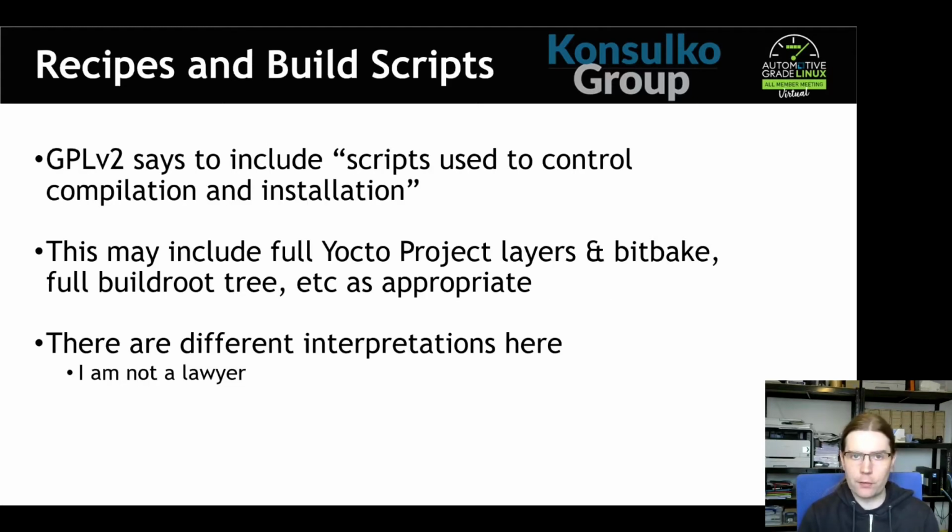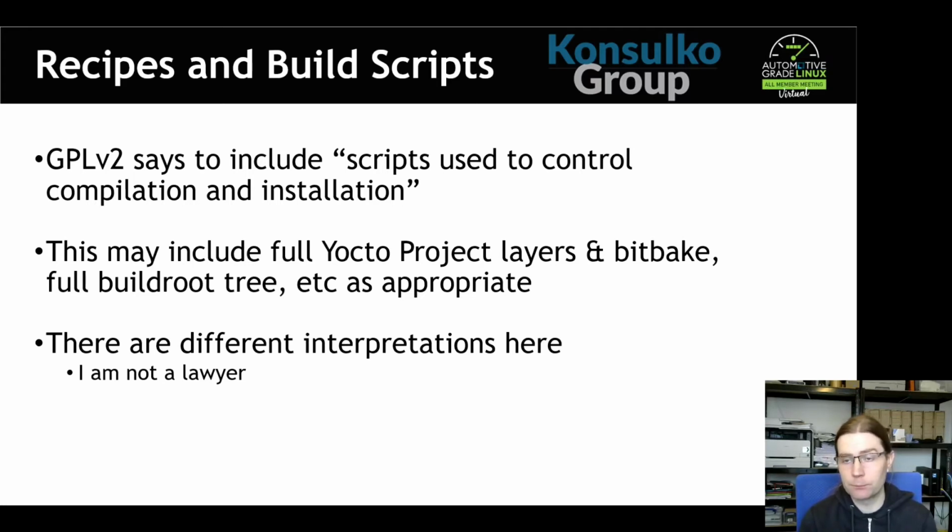Version 2 of the GNU General Public License is one of the most popular open source licenses you will find, and it's the license that's applied to the Linux kernel in particular. Now, this license says that you need to include the scripts used to control compilation and installation, along with the sources that you distribute. Now, I think the best way to achieve this is to include the full set of Yocto project layers and bit-baked sources that you're using with an Automotive Linux build. That ensures that you've got all the recipes for building individual open source components and for putting them together into a final image file.